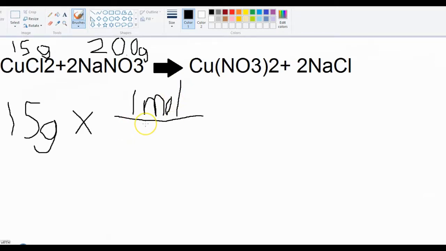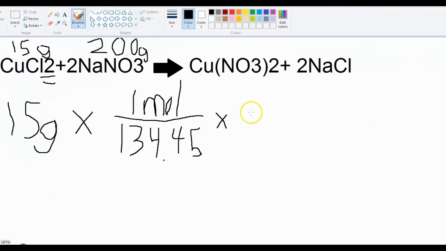And then we'd need the molar mass of copper 2 chloride, which I have right here. It is 134.45, which is our molar mass of copper 2 chloride. Remember, when you are doing the molar mass of a compound, if it has a subscript, then you add it. If it has a superscript, you don't add it. That is for something else.